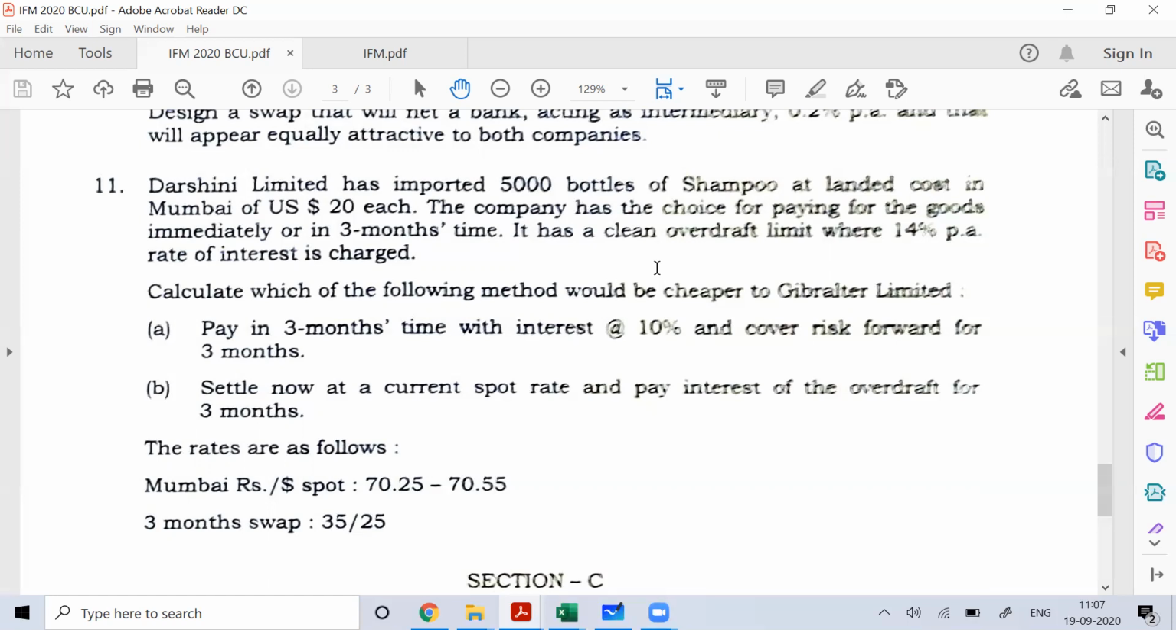Or they can pay in 3 months' time, and for that the rate of interest is 10%. Okay, so the rate of interest is given for that scenario, and I assume that would be 10% per annum, and they can cover the risk. Because they know that after 3 months they need to pay around $1 lakh, they can either follow a money market hedge or a forward hedge to cover their risk. Then the spot rate and 3 month swap rate are given to you. So let's try to solve this problem.